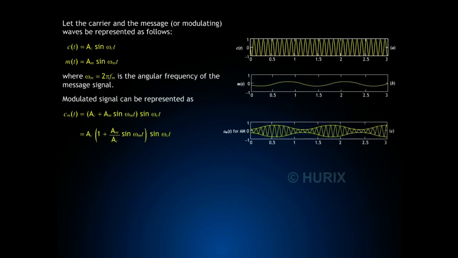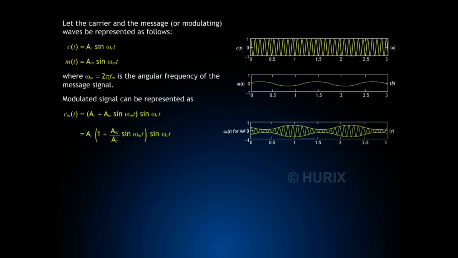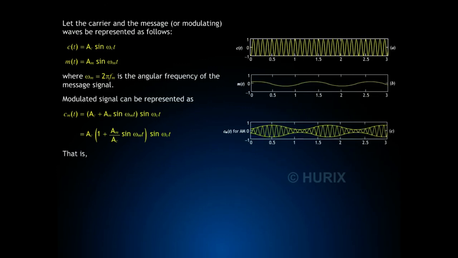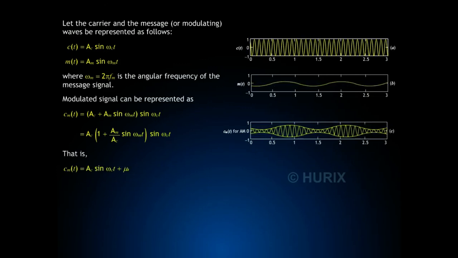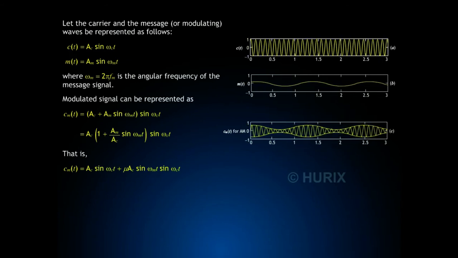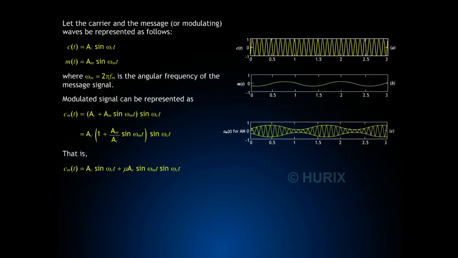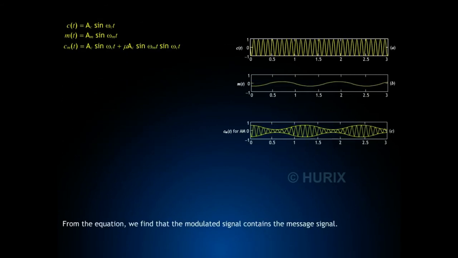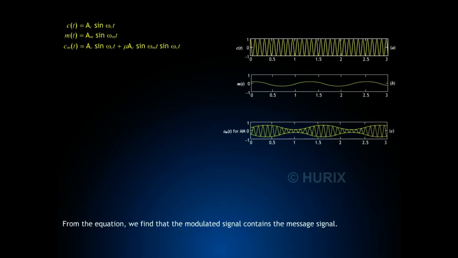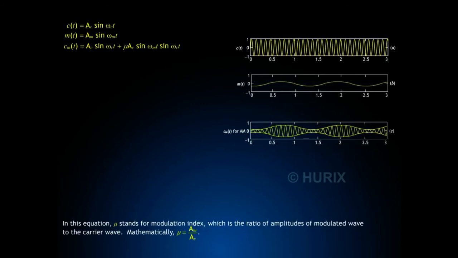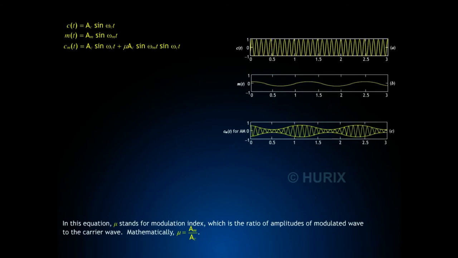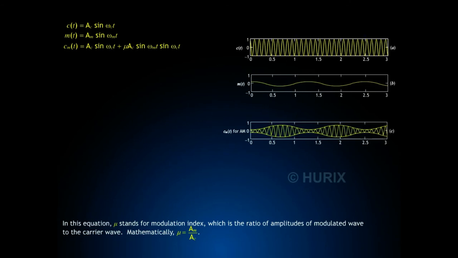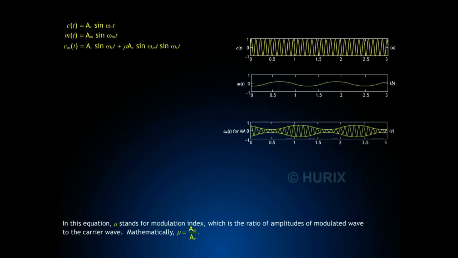This equals Ac taken common, times (1 plus Am by Ac sin(ωm t)) times sin(ωc t). That is, cm(t) equals Ac sin(ωc t) plus μ Ac sin(ωm t) sin(ωc t). From the equation we find that the modulated signal contains the message signal. In this equation, μ stands for modulation index, which is the ratio of the amplitudes of the modulating wave to the carrier wave. Mathematically, μ equals Am by Ac.